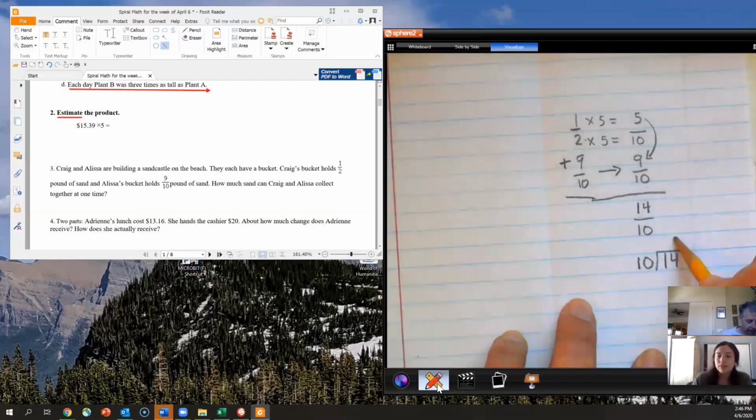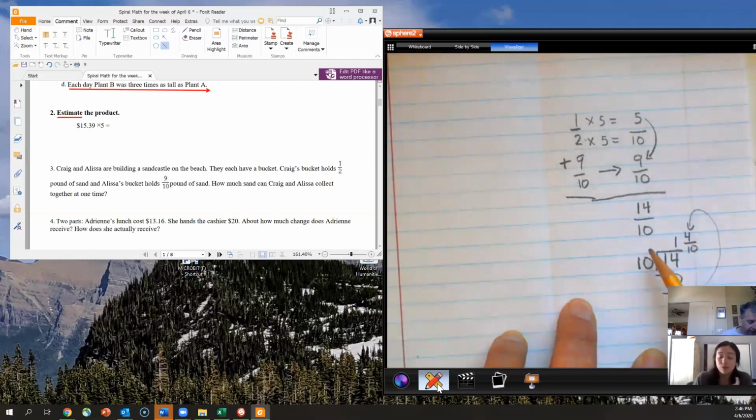you should get 10 goes into 14 once. 14 minus 10 gives you 4. And so our whole number is going to be our 1. And our numerator is going to be our 4. And our denominator is going to be our 10.